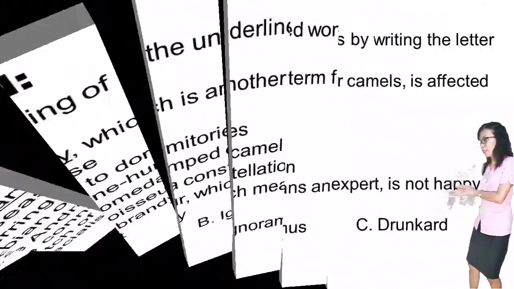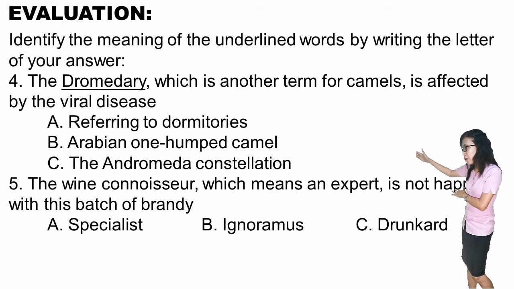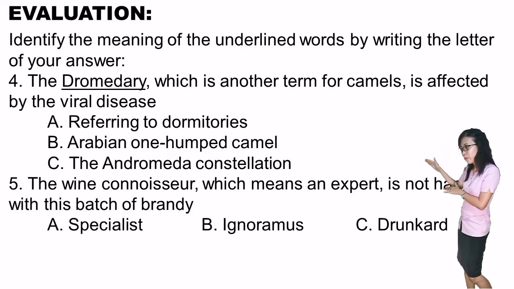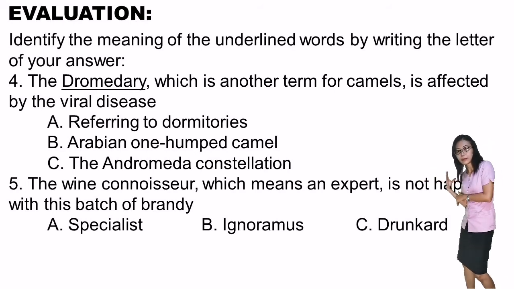Number 4. Dromedary, which is another term for camels, is affected by the viral disease. In this sentence, the underlined word is dromedary. What is it? A. Referring to dormitories. B. Arabian one-hump camel. Or letter C, the Andromeda constellation.